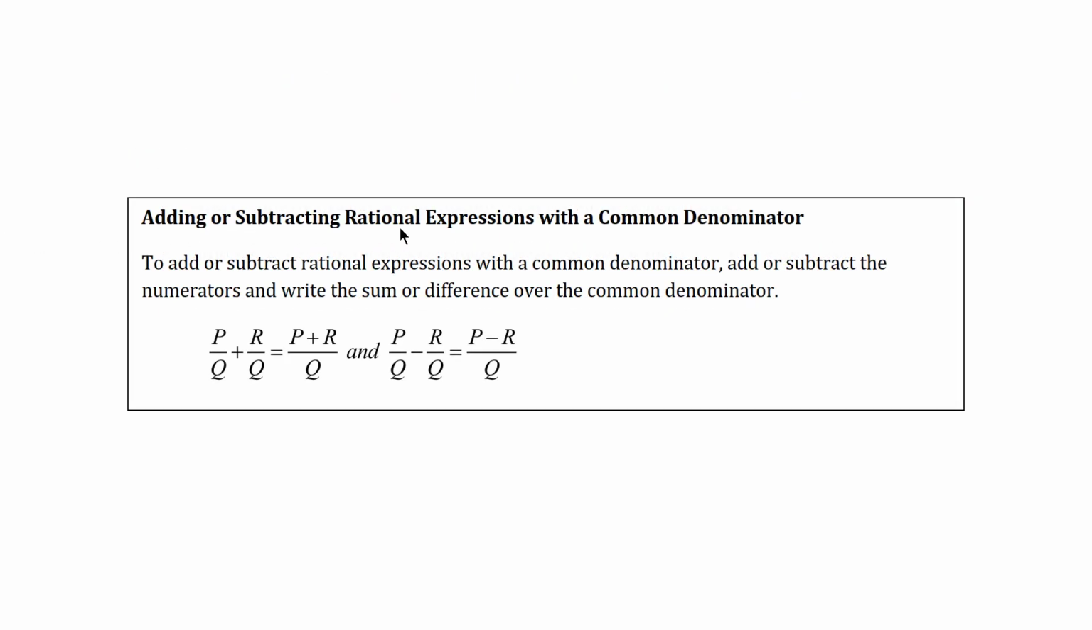Adding or subtracting rational expressions with a common denominator. To add or subtract rational expressions with a common denominator, add or subtract the numerators and write the sum or difference over the common denominator. We have p divided by q plus r divided by q is equal to p plus r divided by q, and p divided by q minus r divided by q is equal to p minus r divided by q.